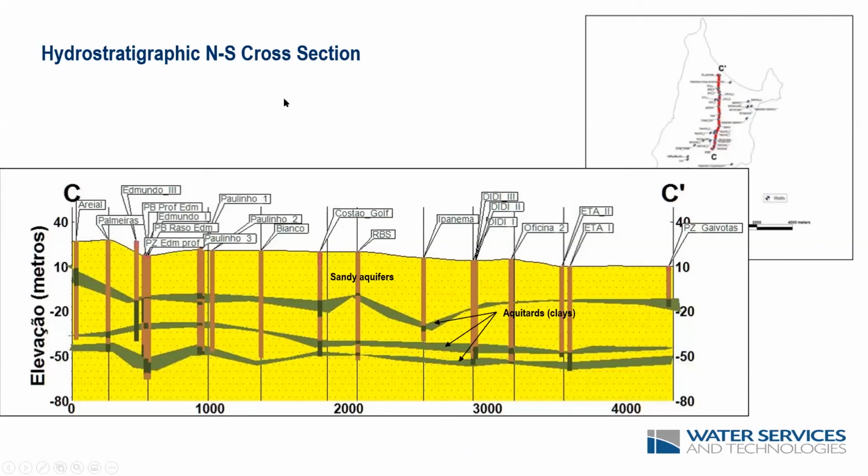This is a north-south cross-section showing the local hydrostratigraphic conditions. Basically, we have a number of sandy aquifers, and these are separated vertically by these aquitards, or low permeability layers. And then we have abstraction wells and piezometers spread around this region.